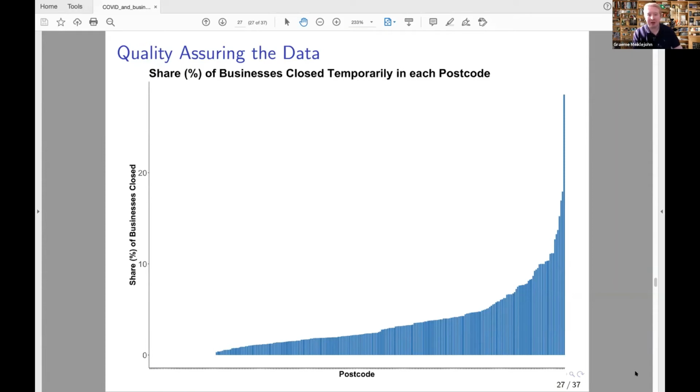One thing I would caveat is that some of those more extreme shares were in areas that had relatively low numbers of businesses, and hence it didn't take many closures for those shares to become quite high. But generally it's relatively stable. It's not too wild, which was slightly encouraging.